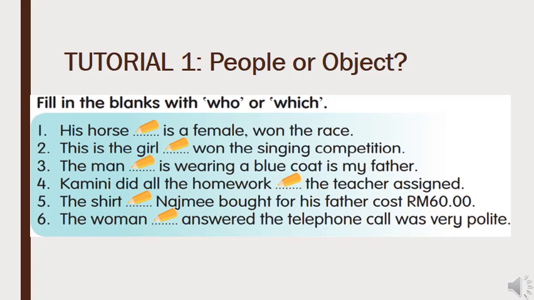Number 3. The man is wearing a blue coat is my father. In this sentence, the subject here is the man. So, can you identify whether the man is a person or an object? Yes, of course it is a person. So, the relative pronoun here is who. The sentence is: the man who is wearing a blue coat is my father. Now moving on to number 4.